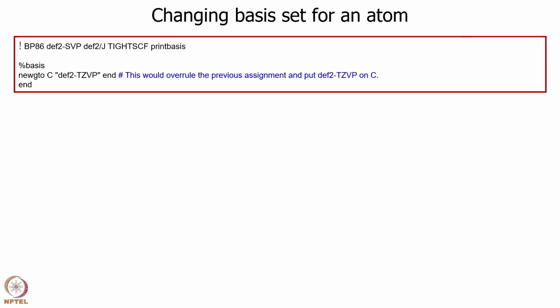Next is how to give a particular basis set for an atom. The first way is by putting the basis set name here in the top line, but if you want to change the basis set of a particular element, you can use this statement in the basis set block, NewGTO. This would overrule the previous assignment given from the top line, and for this particular element it will change the basis set to def2-TZVP.